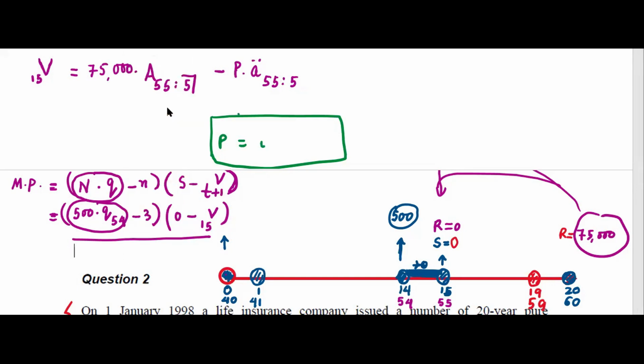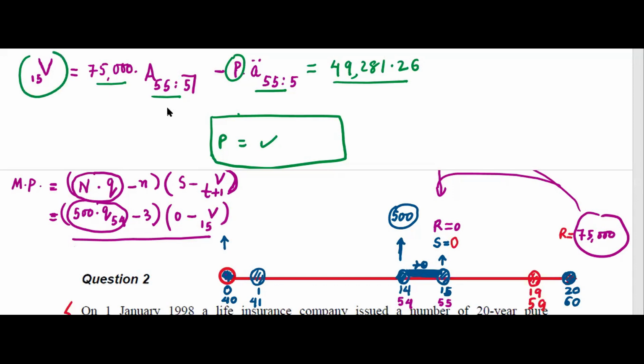So nothing more here. Whatever P here you put, see this from the table, multiply 75,000, you will get V15 and put here, that's all. You can check this answer and put there, you will get the answer, you verify. If any problem, you ask me.